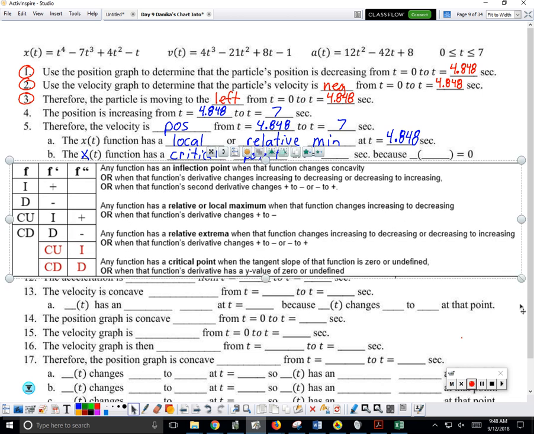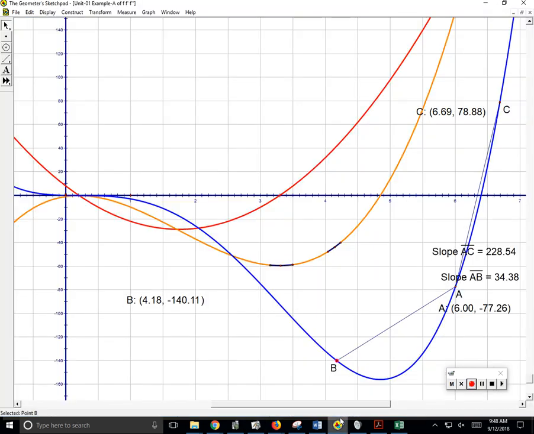So right here it says at the bottom, any function has a critical point when the tangent slope of that function is 0 or undefined. So if we look at the position graph, right here, the tangent slope of position is 0. That means that is a critical point on the blue or position graph.